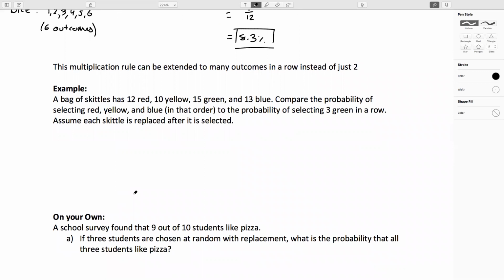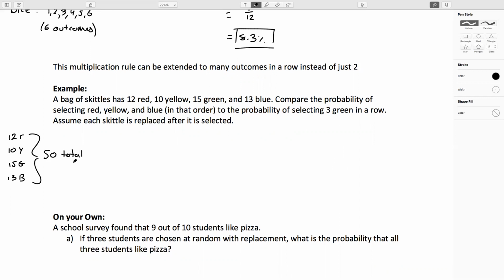So a bag of Skittles has 12 red, 10 yellow, 15 green, and 13 blue. Compare the probability of selecting red, yellow, and blue in that order to the probability of selecting 3 greens in a row. Assume each Skittle is replaced after it's selected. Okay, so let's write out what we know. There's 12 reds, 10 yellows, 15 greens, 13 blues. What that means is we've got 50 total.